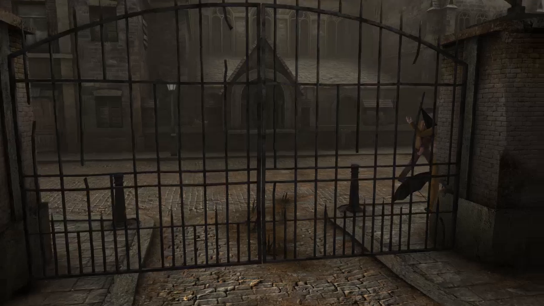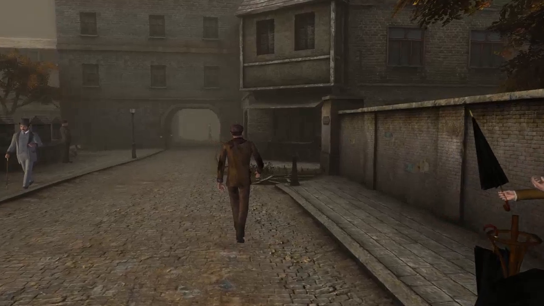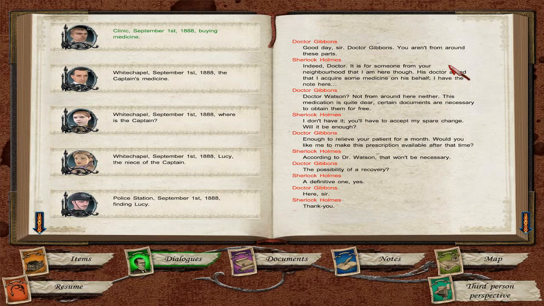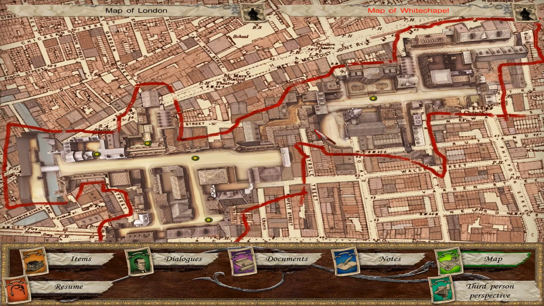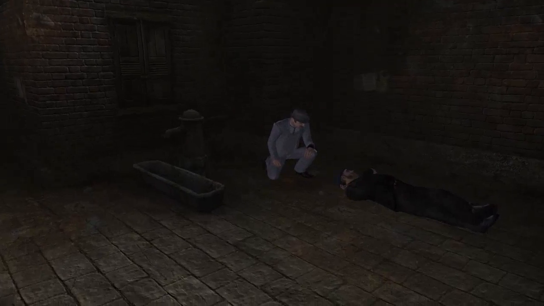I like Sherlock Holmes for being a sarcastic piece of shit sometimes. Right. Let's go. Oh, that fast travel, like no loading screen.